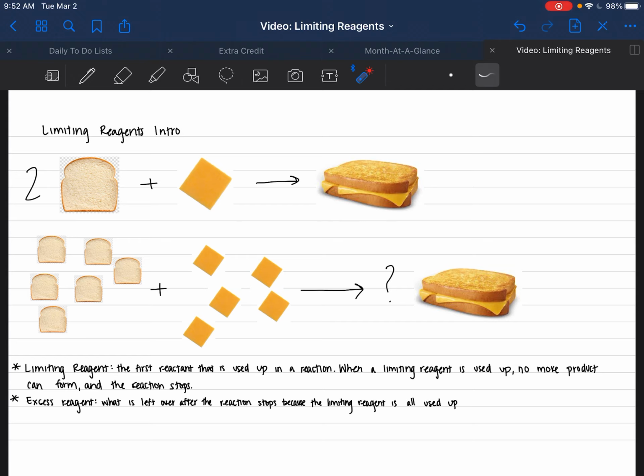The limiting reagent is the first reactant that is used up in a reaction. So whenever that limiting reagent is used up, no more product can be made, so that reaction stops. There's another term we need to talk about, and that is excess reagent. The excess reagent is just whatever is left over because the limiting reagent is all used up. That reaction no longer continues, so there's excess of some sort of reagent. In this case, our cheese is in excess, while our bread was our limiting reagent.